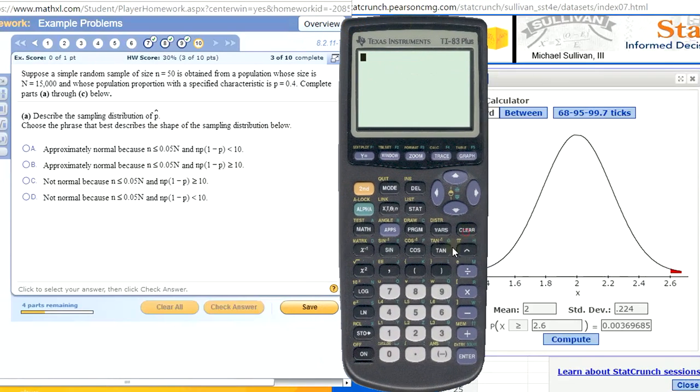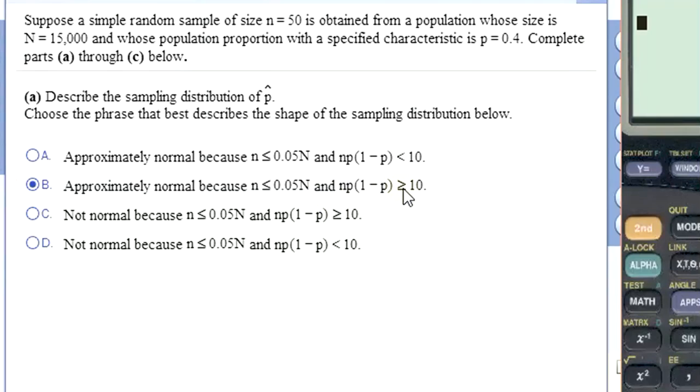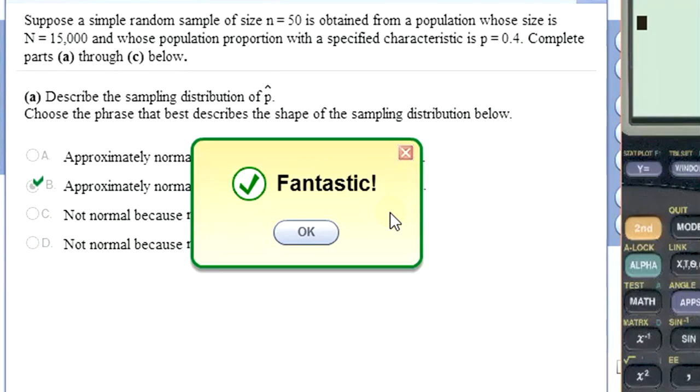The other thing we want to check is if the sample size times the sample proportion times 1 minus the sample proportion is greater than or equal to 10. This is a rule of thumb, then we should have approximate normality. So both of these are met, so we're going to have approximate normality.